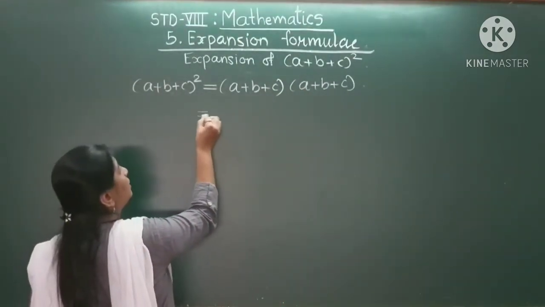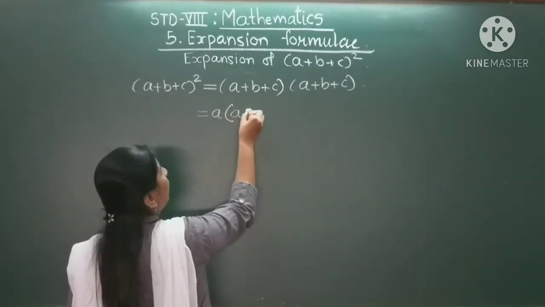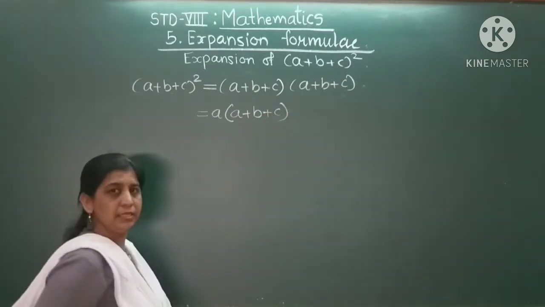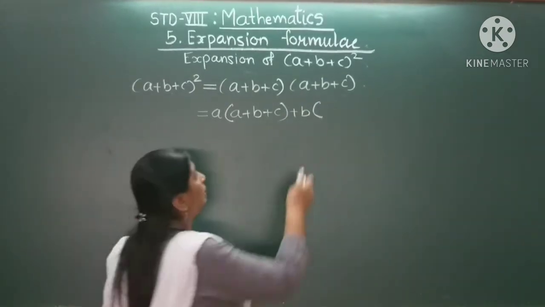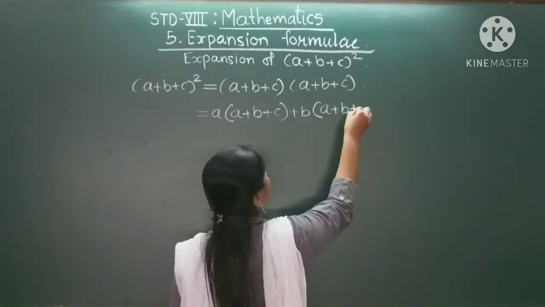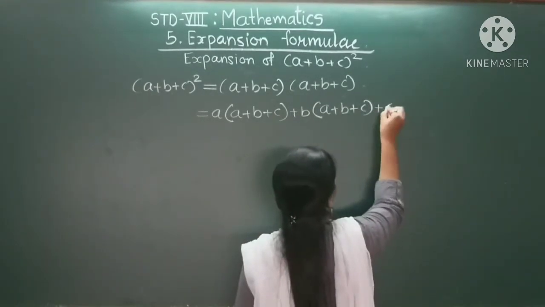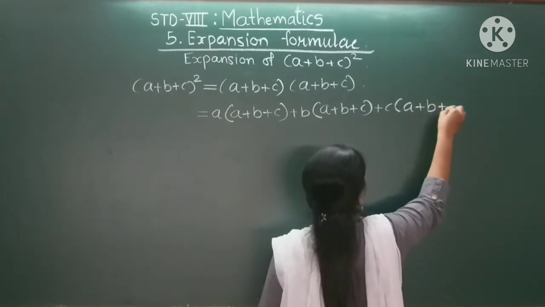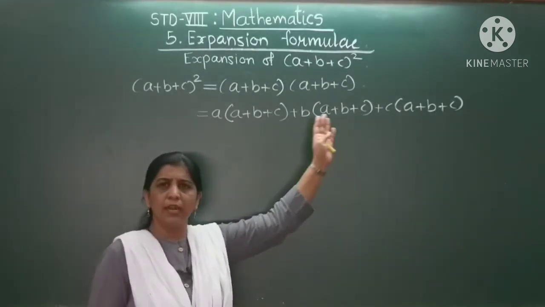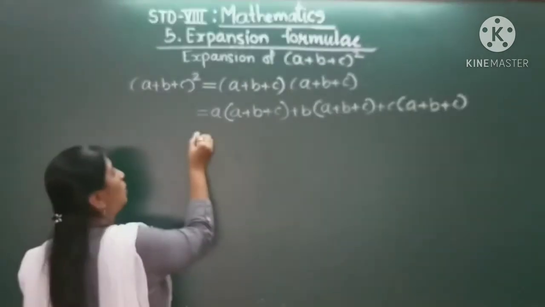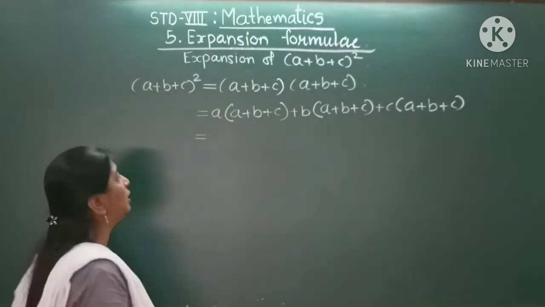So let us start doing this. a into bracket, I am going to take the second bracket as (a + b + c). Now the second term, plus b, again into bracket (a + b + c) as it is. And lastly the third term, plus c, into bracket again (a + b + c). Now let us start solving this one by one. We all know how to multiply a monomial by a trinomial. We have already done this many times.